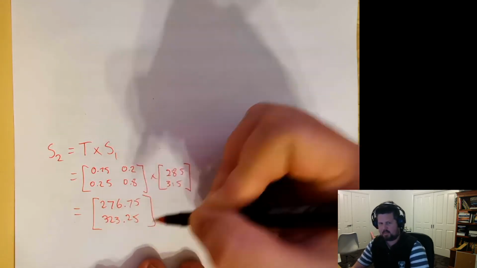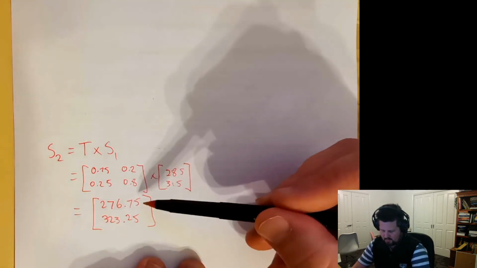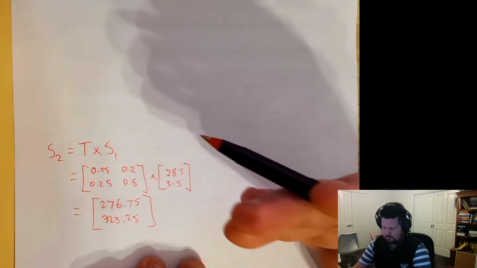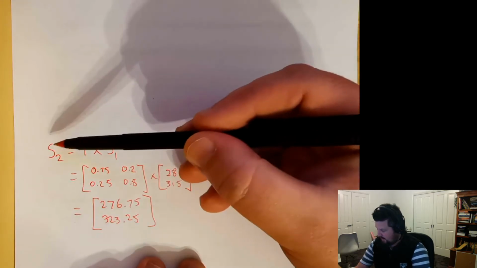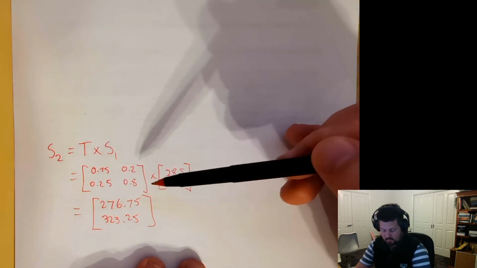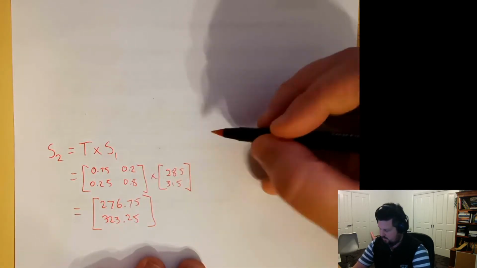Now, if we're talking about real people, obviously it's very challenging to have 0.75 of a person or 0.25 of a person, so we need to do some rounding. The question was asking how many customers will be at store A and B after the first 2 months, which is stage 2. So we can now write out the answer to this question.